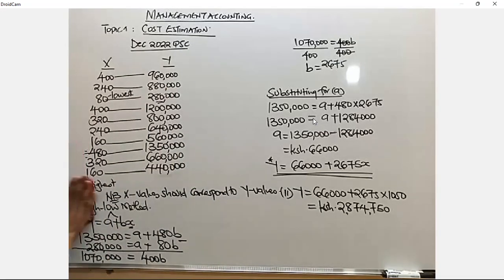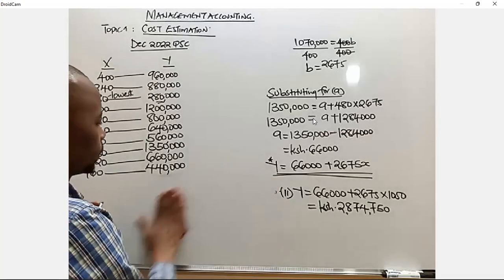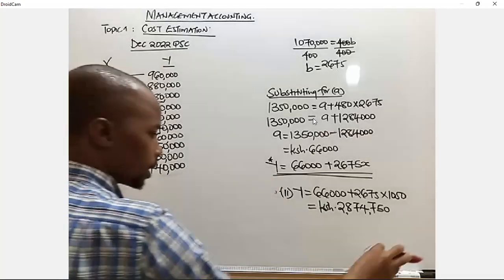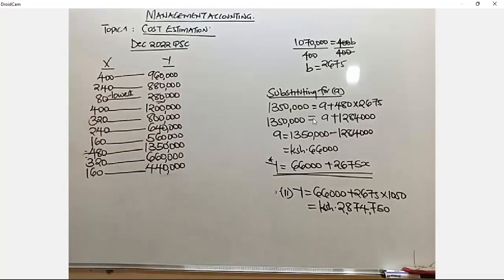Now, let us continue. If you are writing, let me not rub the other side. Now, the second method, which is the requirement of the question, the examiner was asking you to formulate a least square.